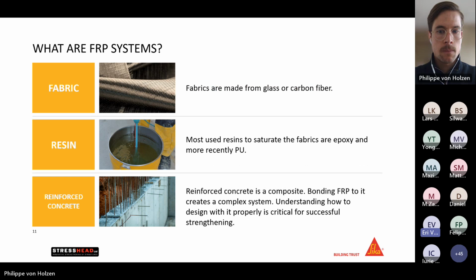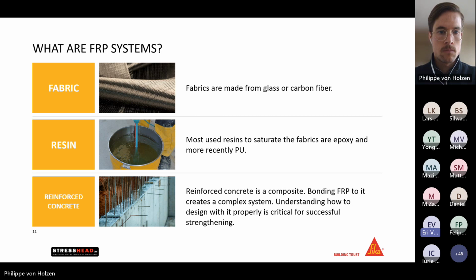So as we start looking into the post-tensioning solution, let's start from the beginning and define what this material is made of and what it is, right? So we'll start with the basics. So what is an FRP system? FRP is used in the structural strengthening world. It stands for fiber reinforced polymer.